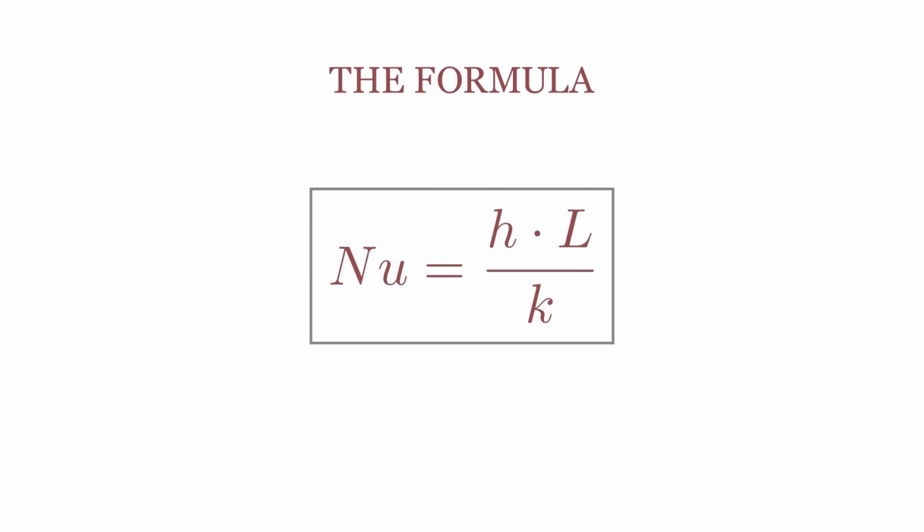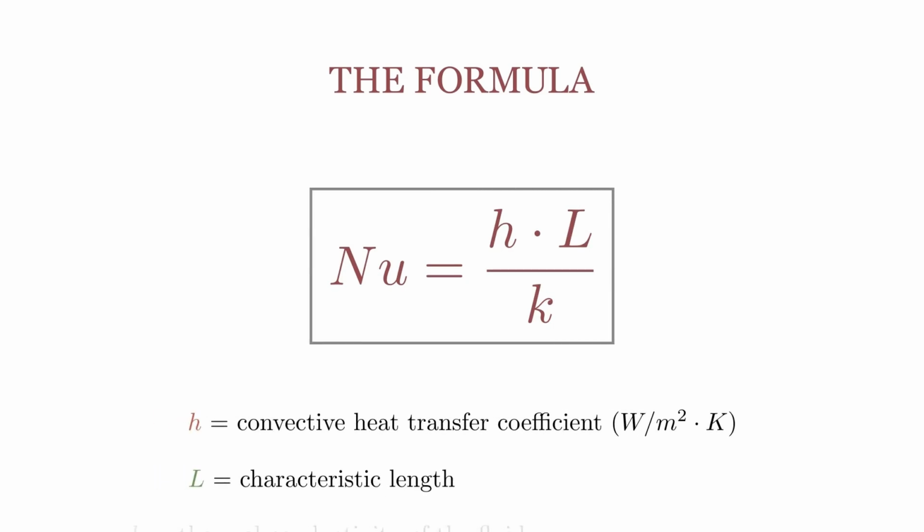The formula: Nu equals H times L divided by K, where H is the convective heat transfer coefficient, W per meter squared K, L is the characteristic length, K is the thermal conductivity of the fluid.